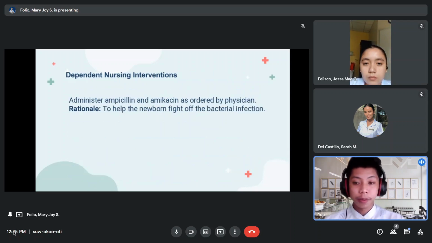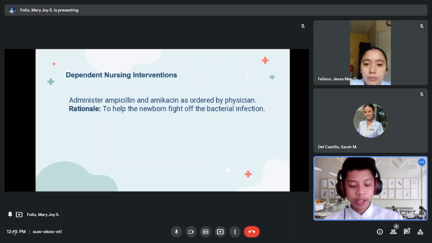So here are the dependent nursing interventions with the rationale. We need to administer ampicillin and amikacin as ordered by the physician. This is to help the newborn fight off the bacterial infection. Okay, so next slide please.